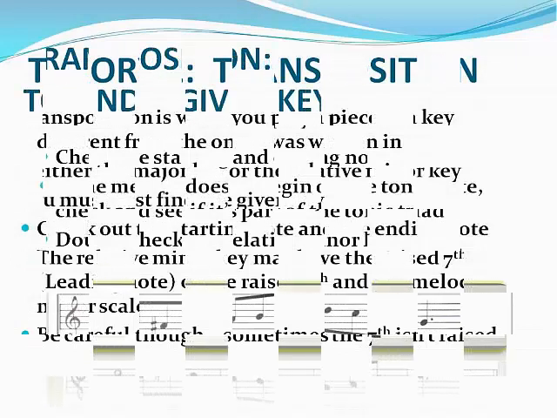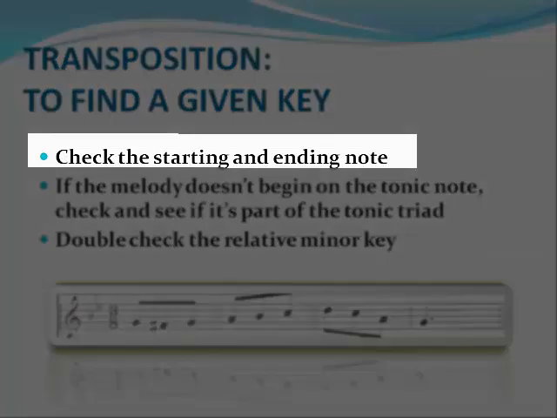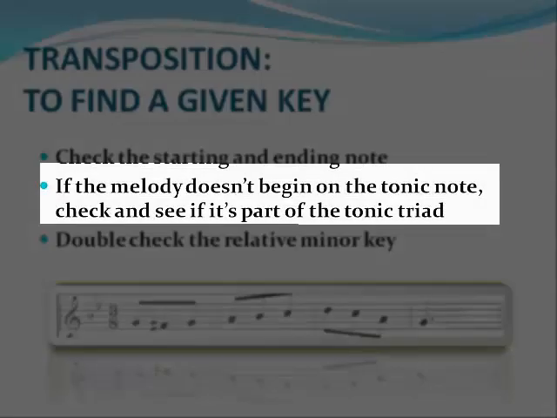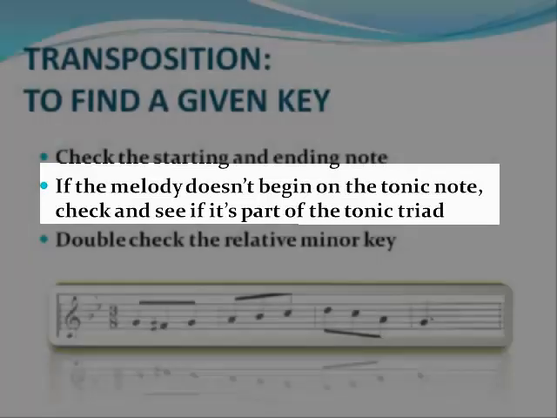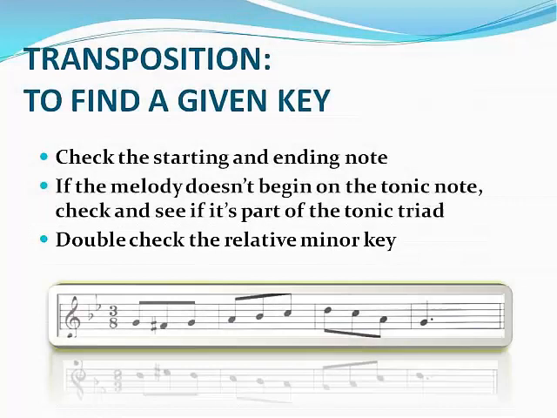In order to find the given key, check the key signature first if it's written at the beginning. Then check to see if the melody begins or ends on the tonic note. Sometimes the melody may begin or end on a note of the tonic triad, so be careful. Always double check the relative minor if you have doubts about whether it's in a major key.